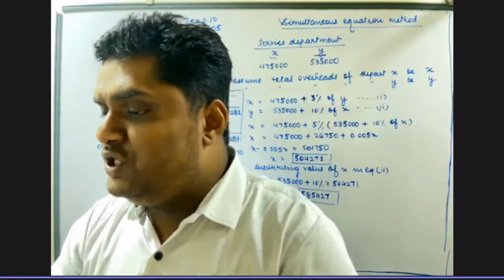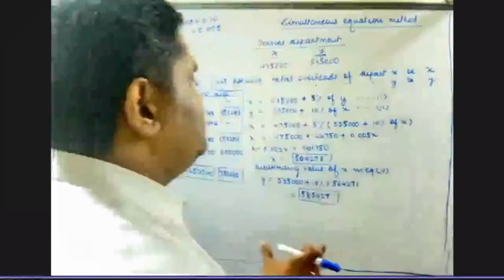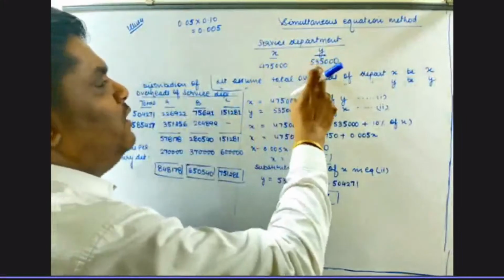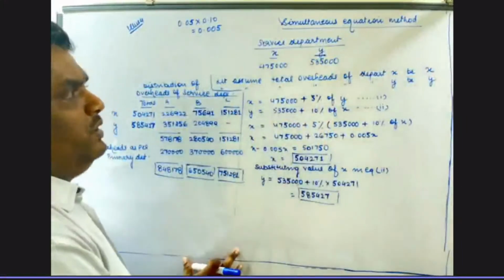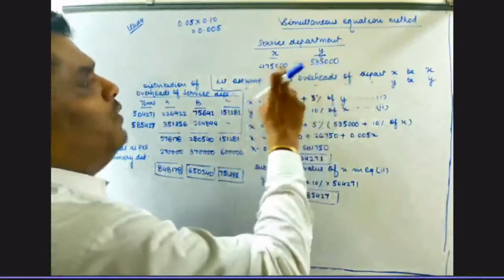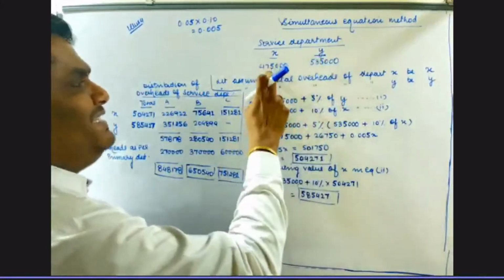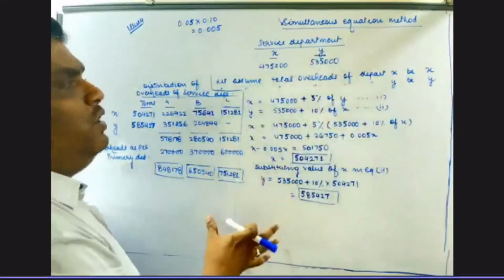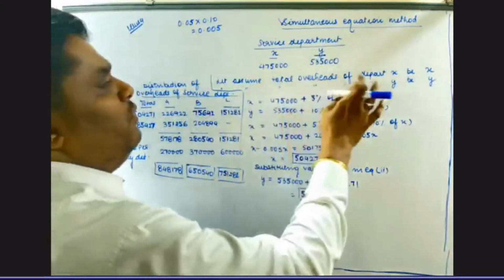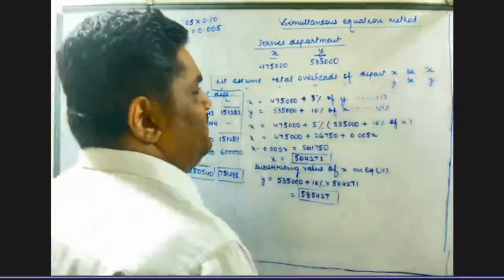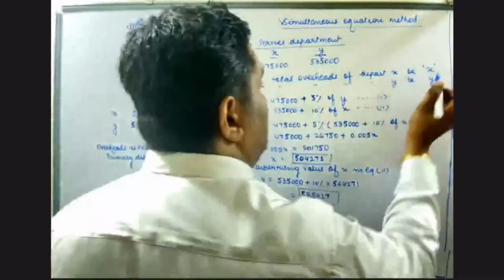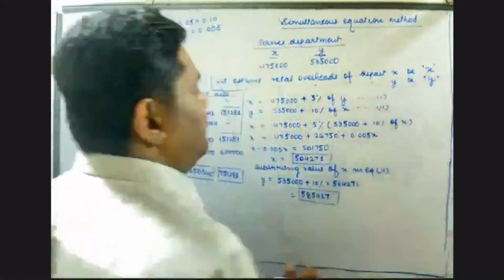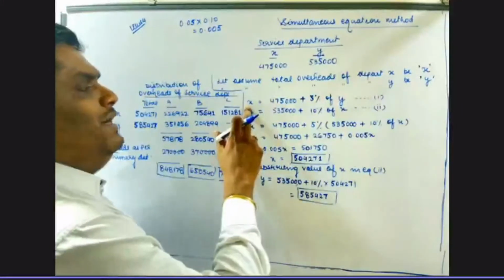Now there is a query from Sudhanshu, sir. Please explain the equation once again. So Sudhanshu, 4,75,000 and 5,35,000 are the overheads calculated as per primary distribution. Now these are not the total overheads of X and Y. In X, some percent of Y will be added, and in Y, some percentage of X will be added. So now let's assume that the total overheads of department X be X. And let's assume that the total overheads of department Y be Y. So X are the total overheads of department X.